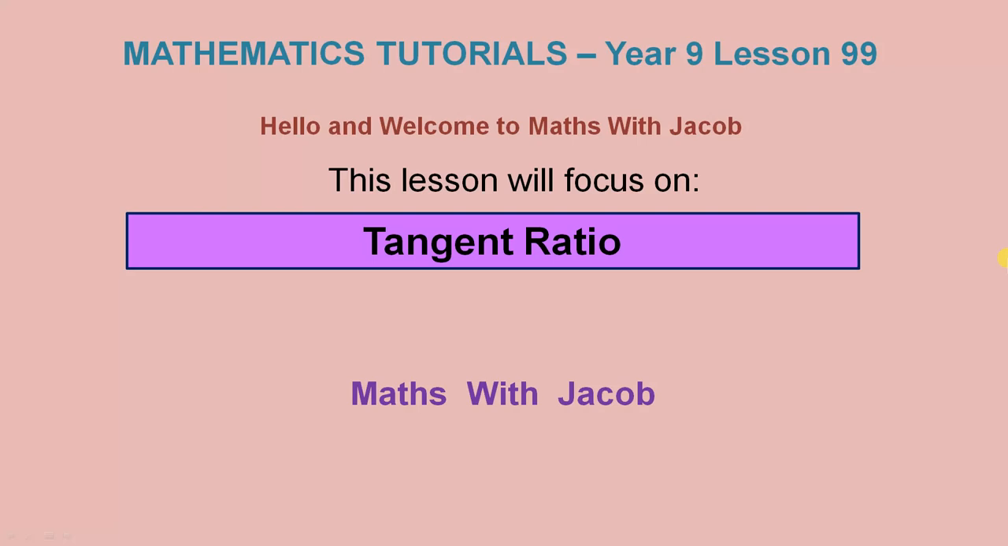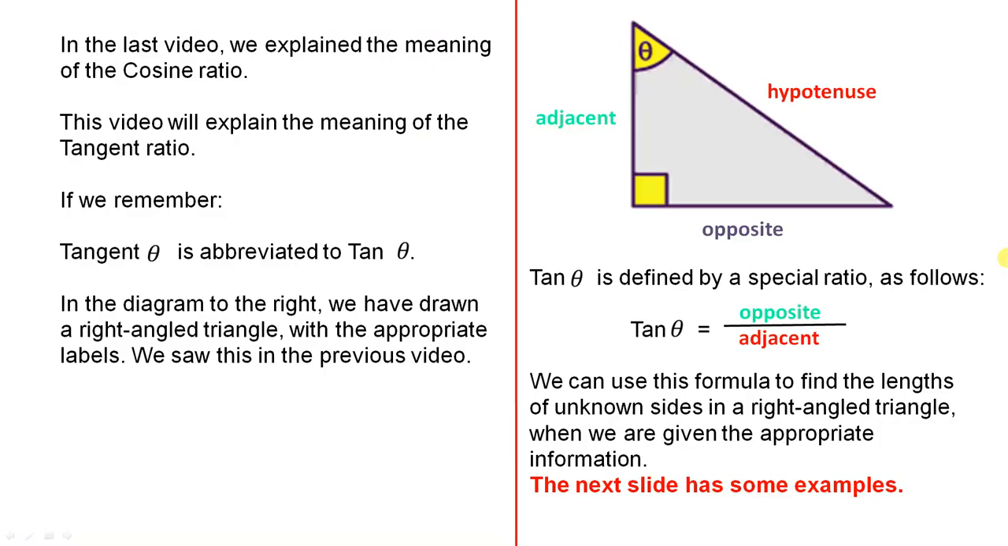This lesson will focus on tangent ratio. In the last video we explained the meaning of the cosine ratio. This video will explain the meaning of the tangent ratio. If we remember, tangent theta is abbreviated to tan theta. In the diagram to the right, we have drawn a right-angled triangle with the appropriate labels. We saw this in the previous video.